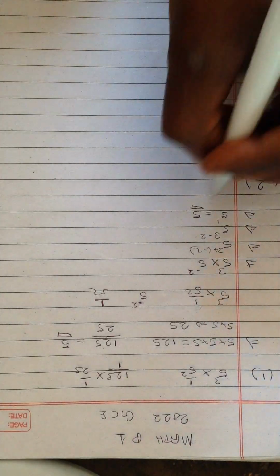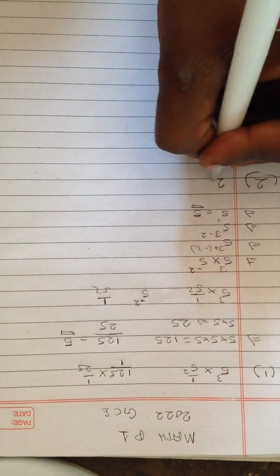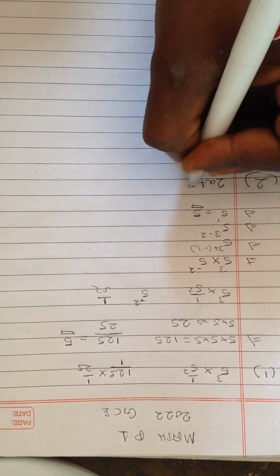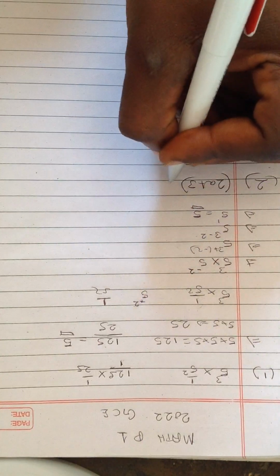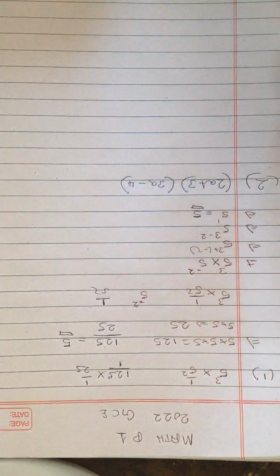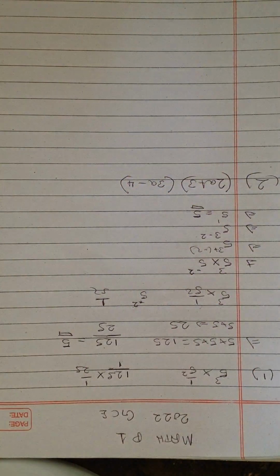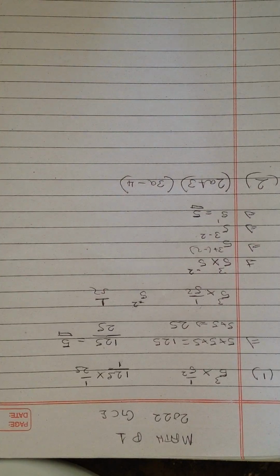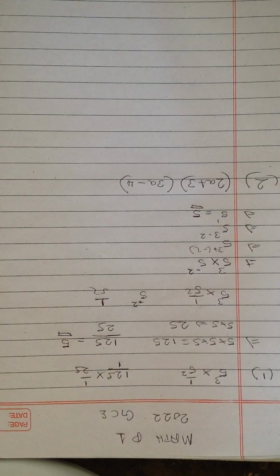Expand and simplify 2a plus 3 in brackets, 3a minus 4 in brackets. Okay, so how do you expand this and simplify? The first thing we have to do is to expand. Then after expanding, you simplify it.